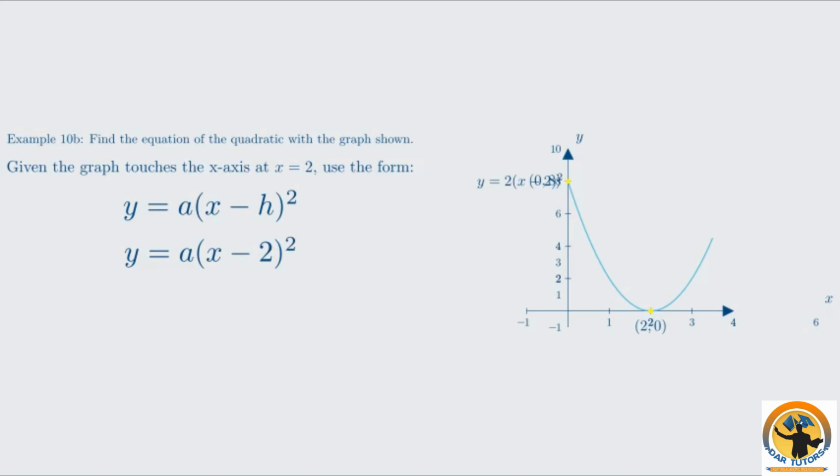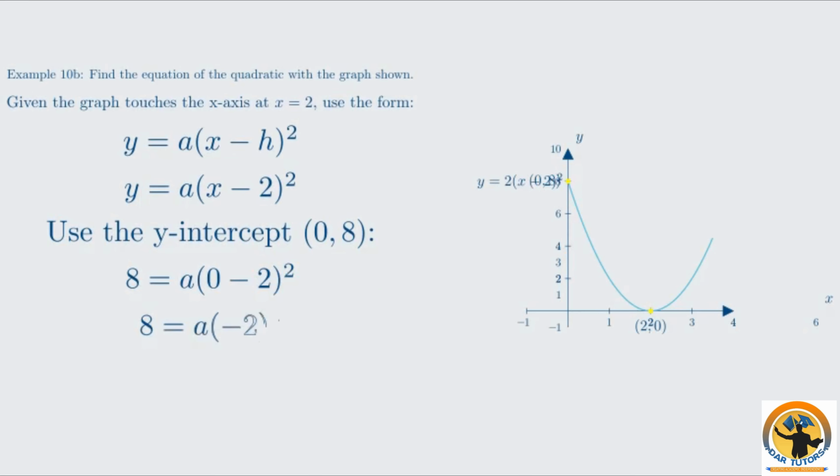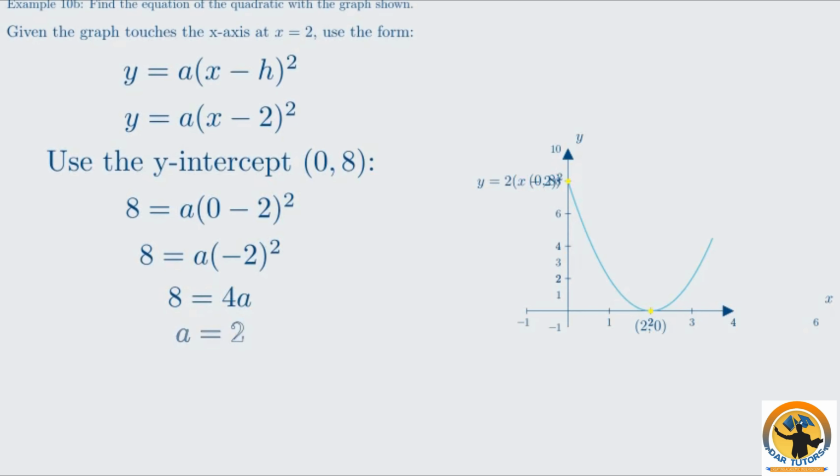Now we need to find a. Looking at the graph, we can see it passes through the point (0, 8), which is the y-intercept. We substitute these values into our equation. This gives 8 equals a times (0 minus 2) squared, which is a times 4.